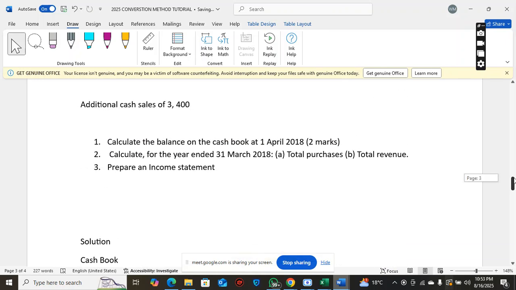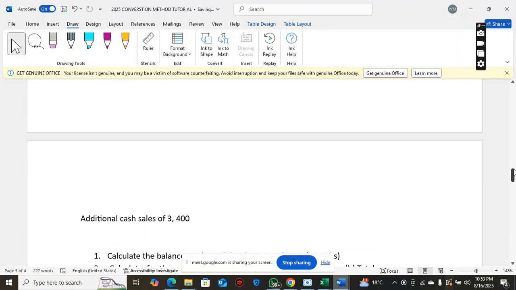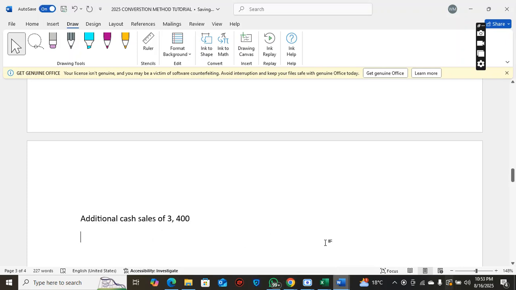Okay. Then the next transaction here is additional cash sales of 3,400. So what would be the journal entry for these cash sales?